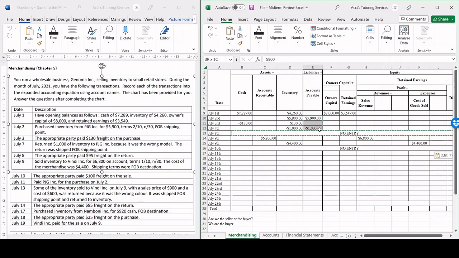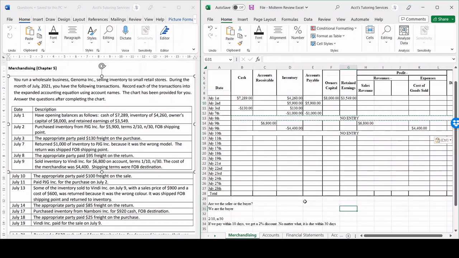So in reality, we owe them $4,900. We owe them pretty much this plus negative 1,000, $4,900. So automatically on July 11th, since we paid them off, we're going to reduce accounts payable by the full $4,900. Okay, but remember now, we have credit terms. If we paid within 10 days, we get a 2% discount. We pay by July 11th, that's within 10 days, so we get a 2% discount. Now that discount is going to be reduced directly into inventory.